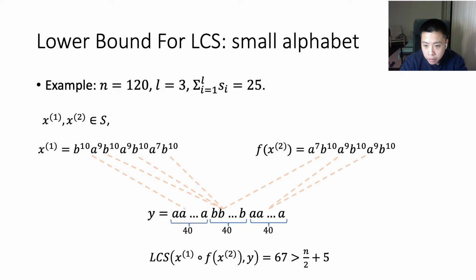If x1 and x2 are not equal, say in x1 the three blocks of A have lengths 9, 9, and 7, and in x2 the three blocks of A have lengths 7, 9, 9. Then, due to the fact that the first block of A is longer in x1 than in x2, we can find an LCS longer than n over 2 plus 5. In this example, the LCS between y and the concatenation of x1 and fx2 has length 67.